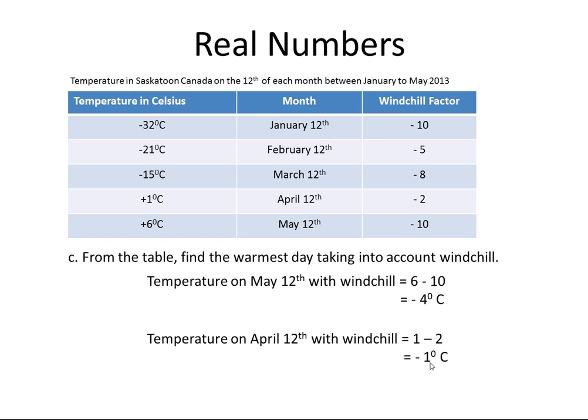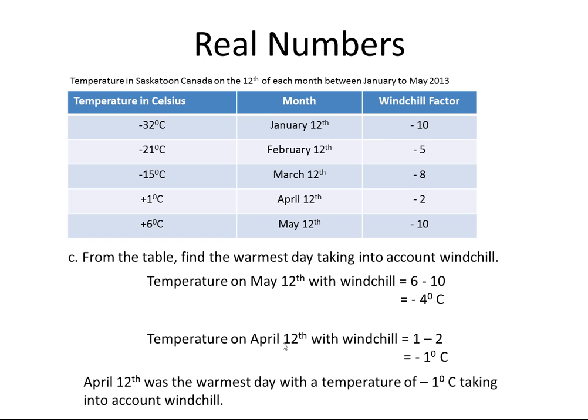Between minus 4 and minus 1, minus 1 is warmer because it's closer to 0. So we say that April 12th was the warmest day with a temperature of minus 1 degree Celsius, taking into account the wind chill.